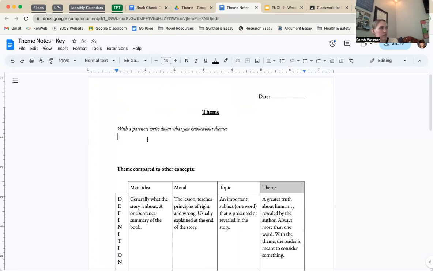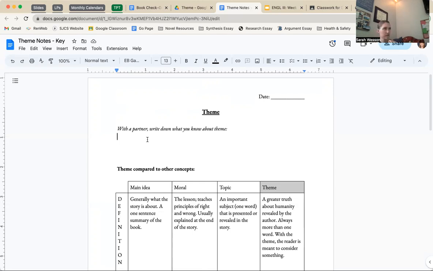In order to learn about theme, we are going to approach it from a sort of roundabout angle. So we're going to identify what theme is not, so things that it's maybe commonly confused with, before identifying what theme is. So we're going to create a table here that you're going to fill in as we go, in which we'll compare theme to several other concepts before finally defining what it is right here.